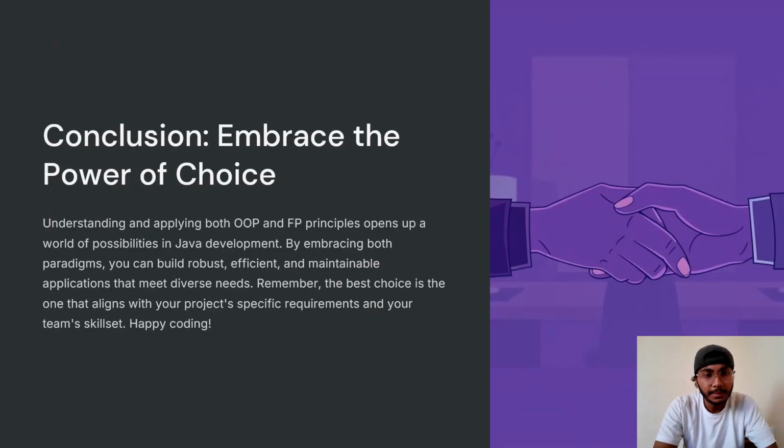Conclusion. Embrace the power of choice. Understanding and applying both OOP and FP principles opens up a world of possibilities in Java development. By embracing both paradigms, you can build robust, efficient, and maintainable applications that meet diverse needs. Remember, the best choice is the one that aligns with your project's specific requirements and your team's skill set.